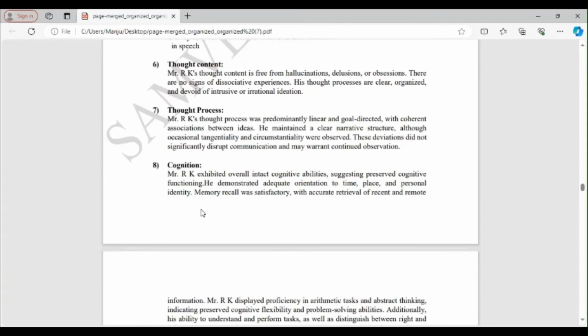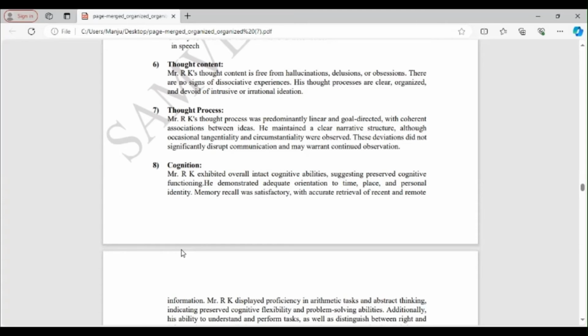Cognition. Cognition refers to the act of knowing. So this is in terms of orientation, and it can also be in terms of intellectual level, memory, attention, problem solving ability, time, place, self orientation, etc. So Mr. RK exhibited overall intact cognitive abilities, suggesting preserved cognitive functioning. He demonstrated adequate orientation to time, place and personal identity.